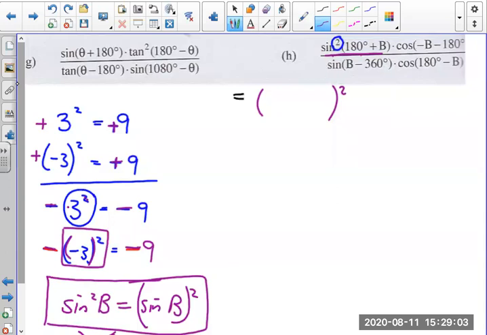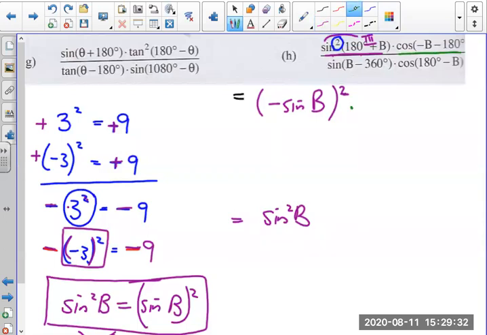Now what's 180 plus b? Where is that? Question side stays the same. Where is that angle? It's in the third quadrant. Sine in the third quadrant is negative, so negative sine b. But if you're going to square it, can you see that it's going to change to positive sine square b? Because the square is always positive. Okay.